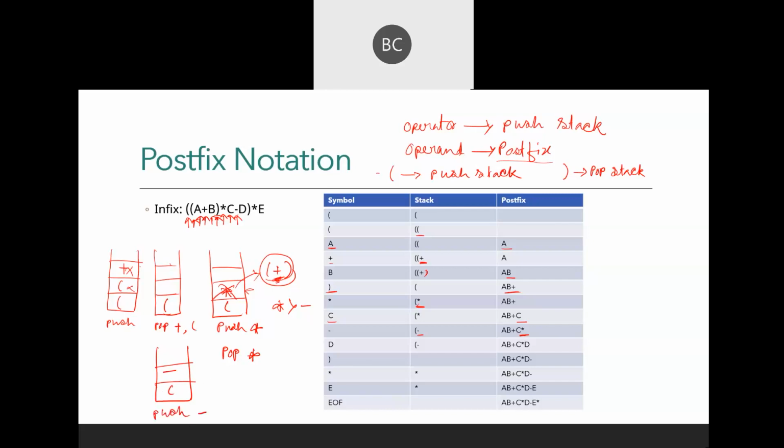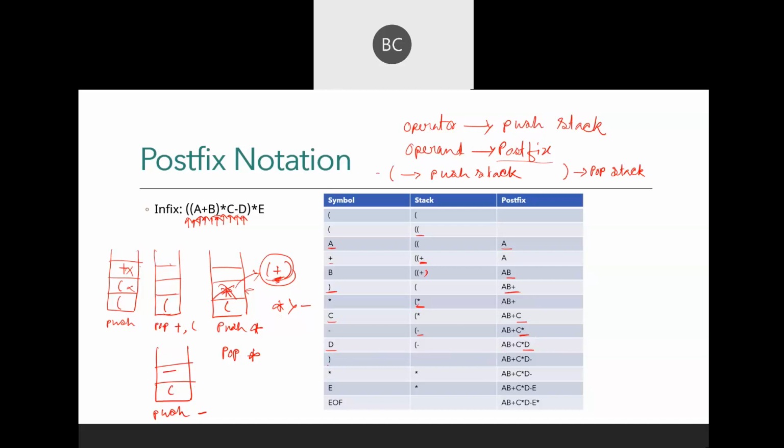Why do I have to pop the star symbol? Because the star symbol has higher precedence over the minus sign. Therefore, I had to pop out the star sign, write it in the postfix notation, and push the minus symbol to the stack. Okay. Next is D. So D you will simply write onto the postfix.